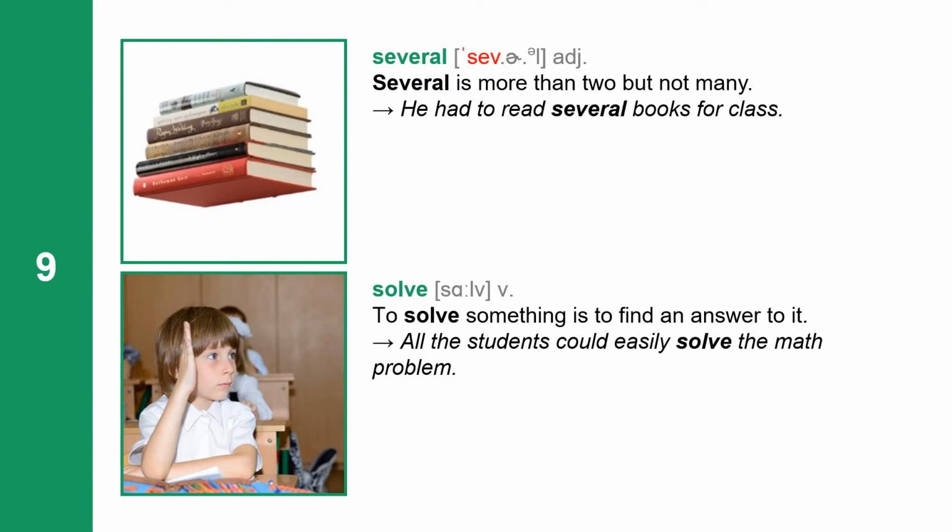The next word is several. Several has three syllables, accent on the first syllable. It's an adjective. Several is more than two, but not many. He had to read several books for class.